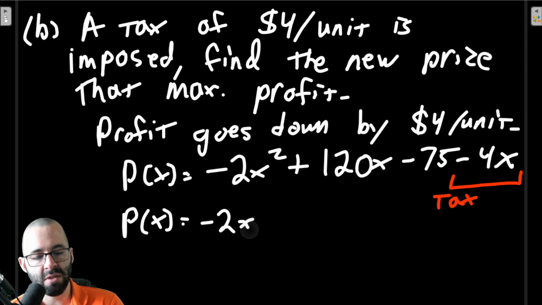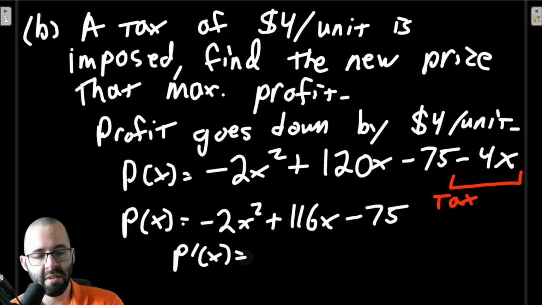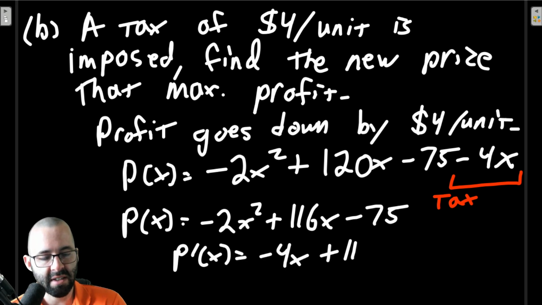So that's how our new profit function looks. It'll still be negative 2x squared, but now it becomes plus 116x minus 75. And we just find the local extrema here. We'll do all the same steps. I'll go through it kind of quickly because it is the same steps from part A. We find the derivative, negative 4x plus 116.